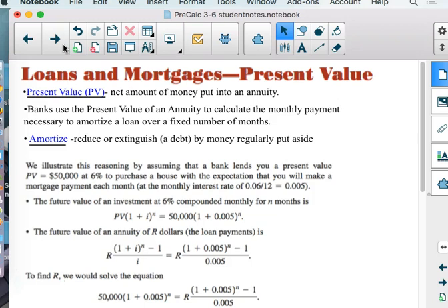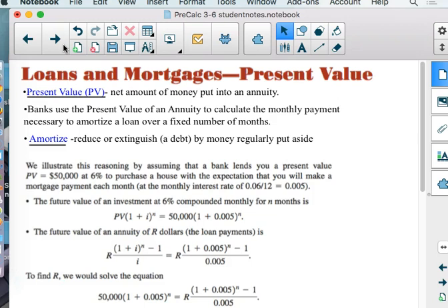This says we illustrate this reasoning by assuming that a bank lends you a present value. This is awful, by the way. $50,000 to purchase a house. $50,000 at 6% to purchase a house with the expectation that you will make a mortgage payment each month at the monthly interest rate of, and this is the 6%, but then of course it has to be divided like we talked about on the last formula by the amount of time periods, which is 12 a year when you go monthly. So 0.005 or 0.5% for each month.